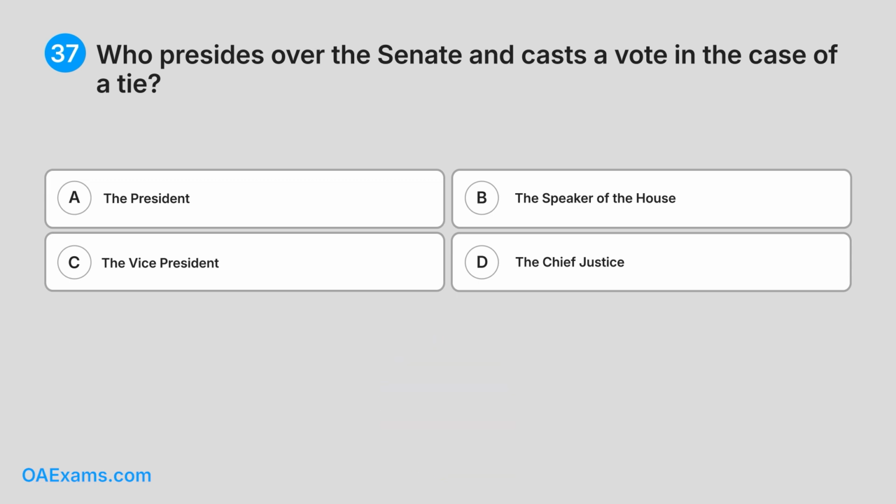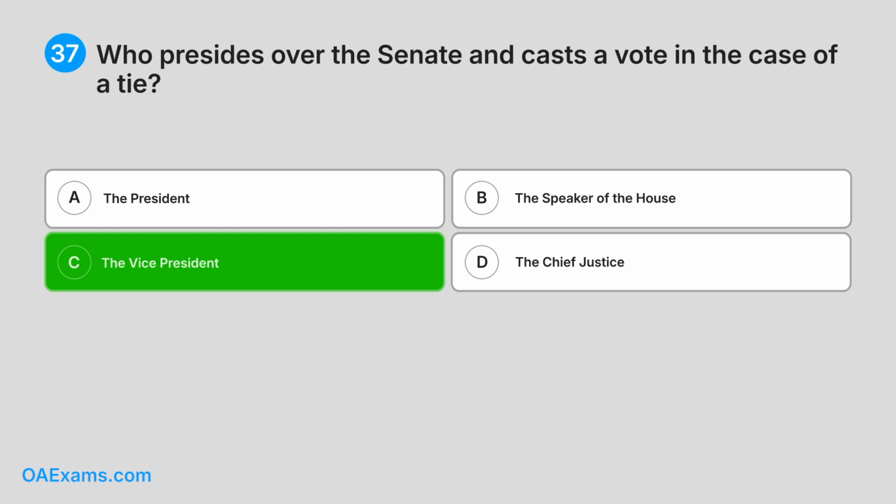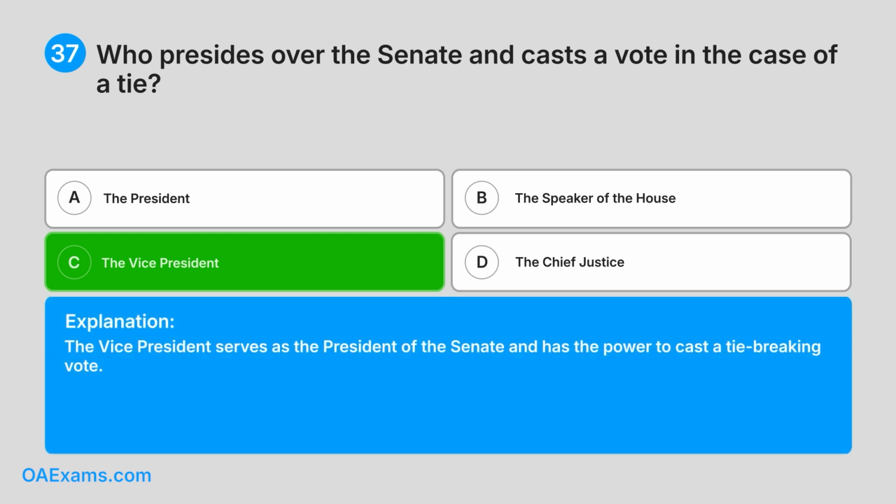Correct answer: C. The Vice President. Explanation: The Vice President serves as the President of the Senate and has the power to cast a tie-breaking vote.